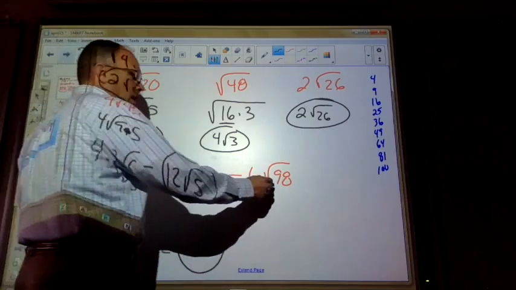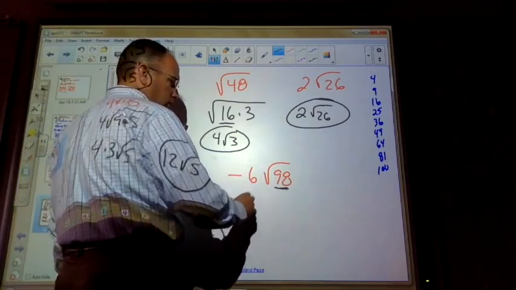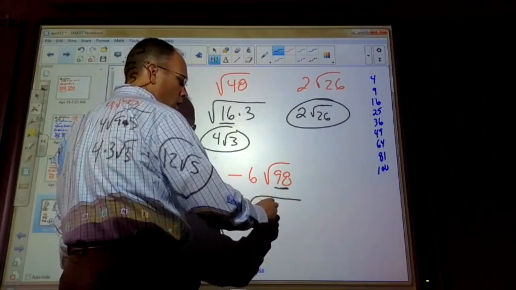Does 98 break down into any perfect square? 49 and 2? Go!